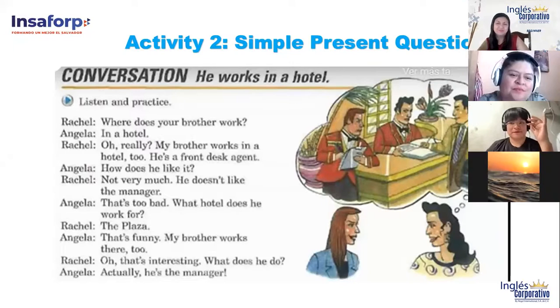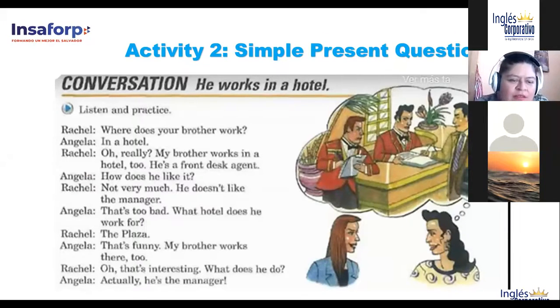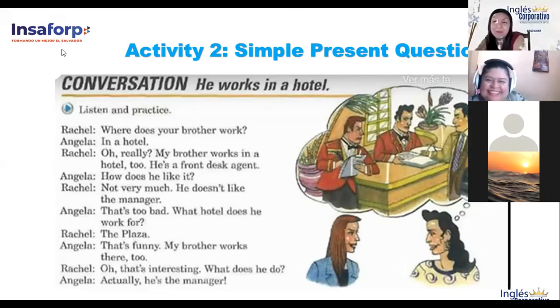Where does your brother work? In a hotel. Oh, really? My brother works in a hotel too. He is a front desk agent. How does he like it? Not very much. He doesn't like the manager. That's bad. What hotel does he work for? The Plaza. That's funny. My brother works there too. Oh, that's interesting. What does he do? Actually, he's the manager. Oh my goodness, she's in trouble.